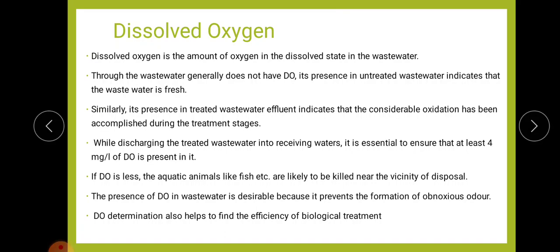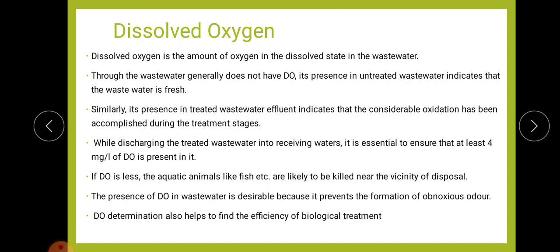So the next chemical characteristic is dissolved oxygen. Dissolved oxygen means the amount of oxygen in the dissolved state which is present in the sewage or wastewater. But wastewater generally does not have dissolved oxygen. Its presence in untreated wastewater indicates that the wastewater is fresh. That is, if the wastewater is fresh, there will be a small amount of dissolved oxygen. But generally, wastewater does not have dissolved oxygen.